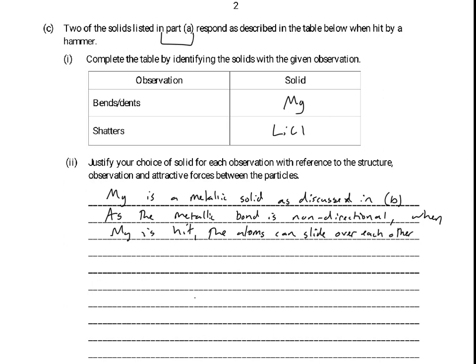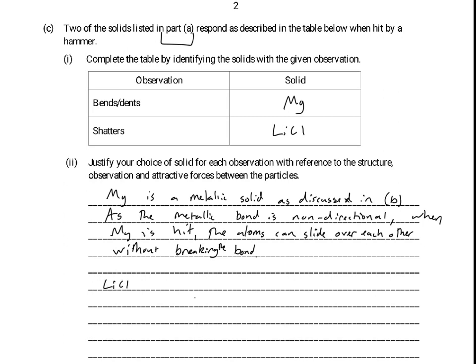Okay, kind of like a piece of Play-Doh. When you pull a piece of Play-Doh, you can see the Play-Doh stretches as little bits of Play-Doh slide over each other. That's what the atoms do in a metallic solid. And they do it without breaking the bond. So that's the important thing. They slide over each other without breaking the bond.